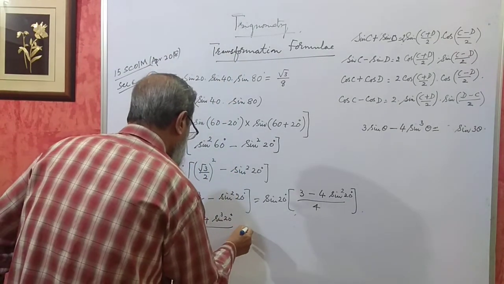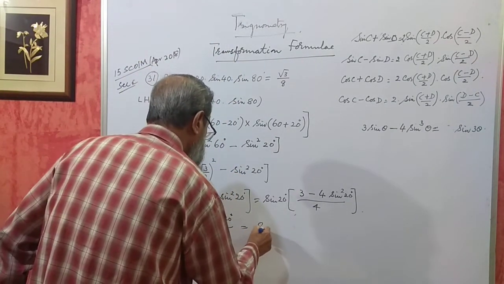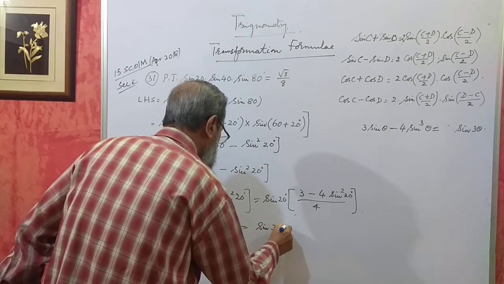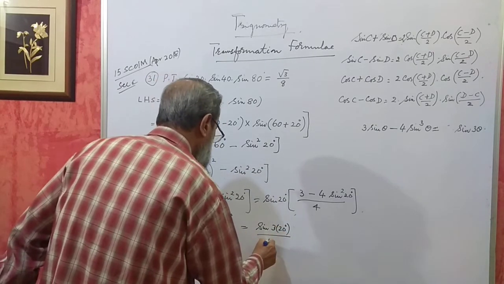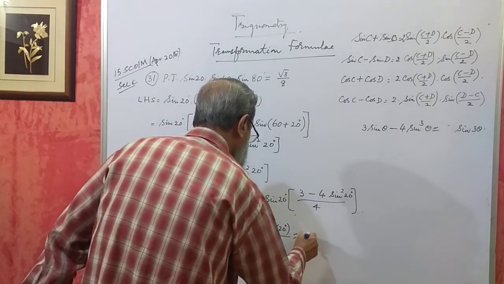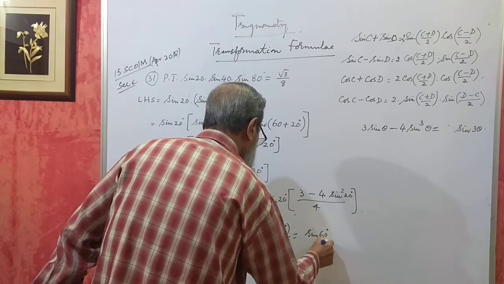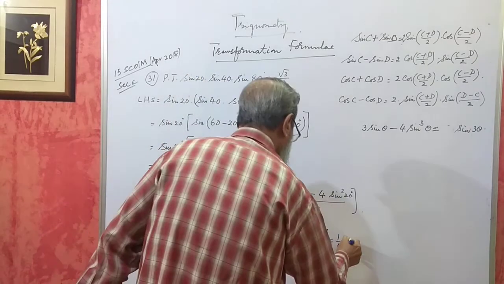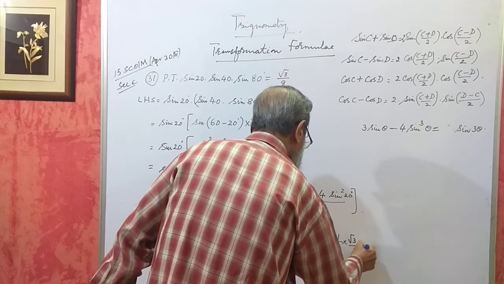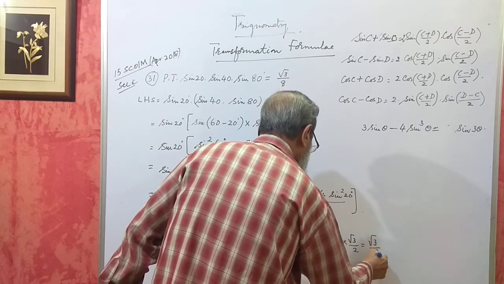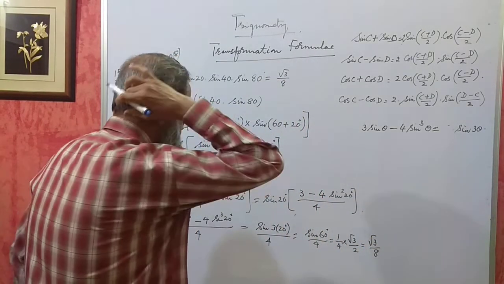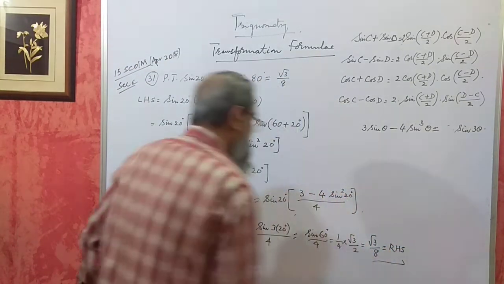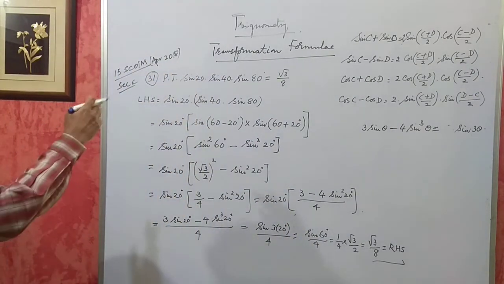So this can be written as sine of 3 into 20, theta is 20 degree here, 3 into 20 divided by 4, that is sine 60 degree divided by 4, 1 by 4 into sine 60 is root 3 by 2, so this will be equal to root 3 by 8. This is what we are asked to prove. So root 3 by 8 is the RHS. So we have proved that the left hand side is equal to right hand side.